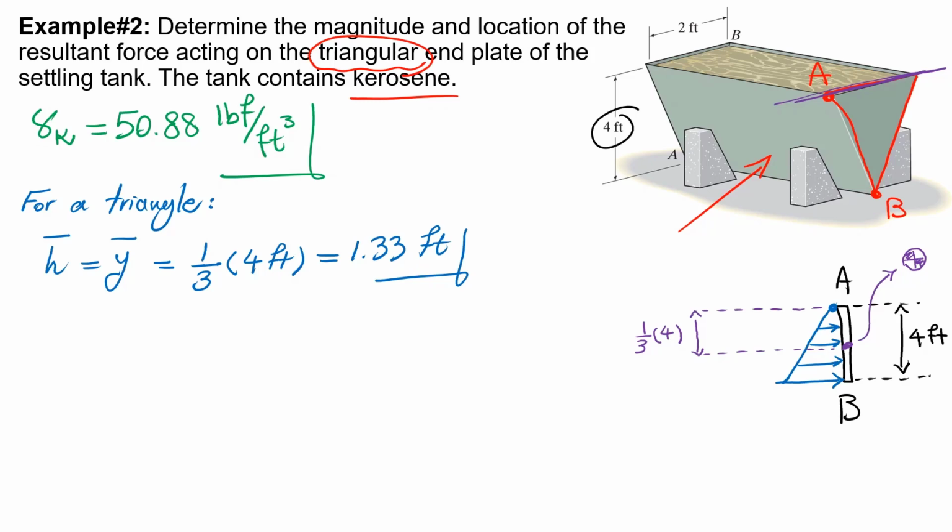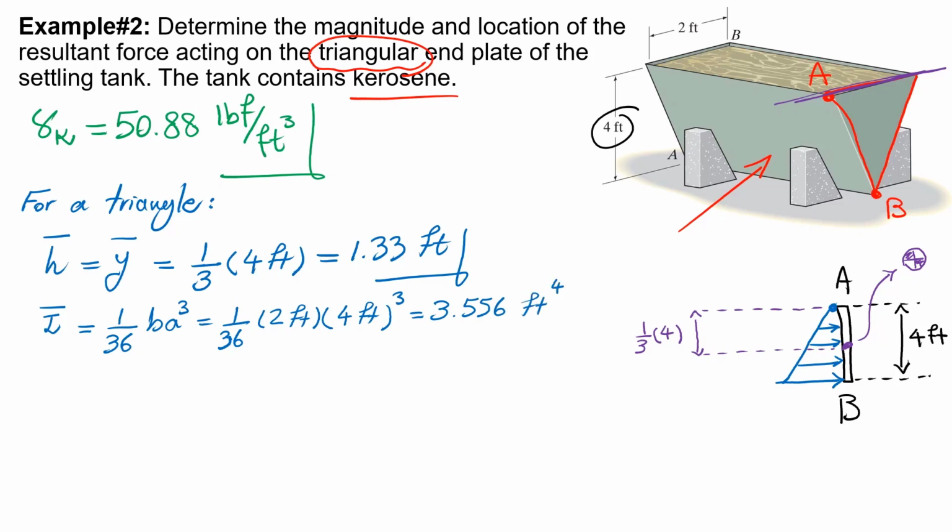Now, the other thing that you can find from the appendix of your book is I bar, or I bar x, or I bar xx. If you take a look at the I bar for a triangle, it would be 1/36 times B A to the power 3. What are B and A? B in this example would be 2 feet, because that's the base of the triangle. And A would be the height of the triangle, which is 4 feet, to the power 3. So I bar xx in this example is simply 3.556, and the units are feet to the power 4.